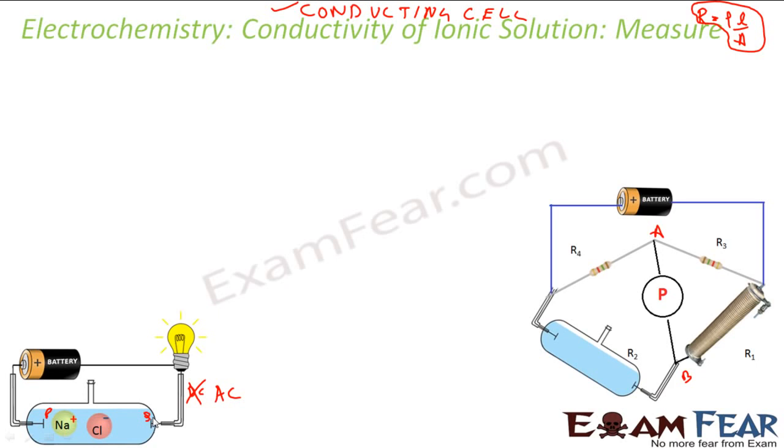If you deposit layers of platinum on platinum metal itself, we call that platinization of platinum. And why do you do that? It increases the surface area.